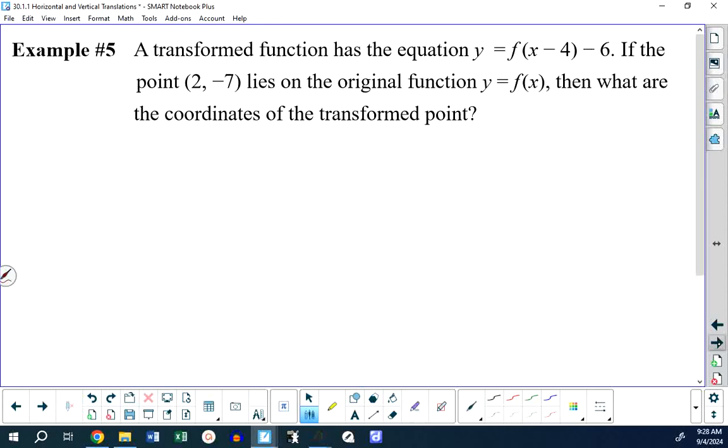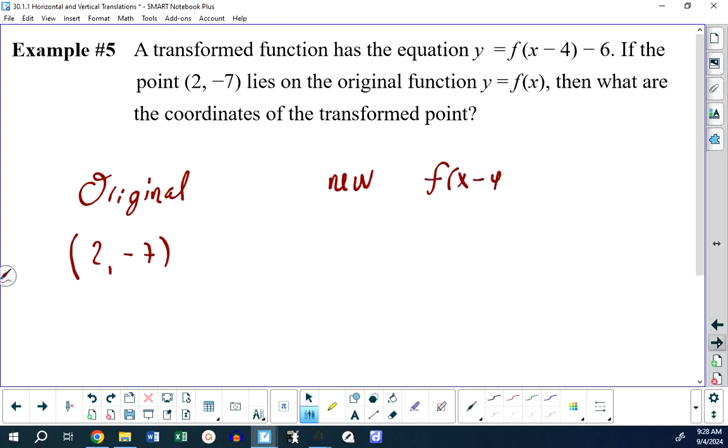So f of x, the original function, contains the point 2 comma negative 7. The new function, so this is f of x minus 4 minus 6, and this is simply f of x. Right? There's no g of x here, so you got to kind of really be careful about what's the original and what's the new. What are the coordinates of this point going to be?